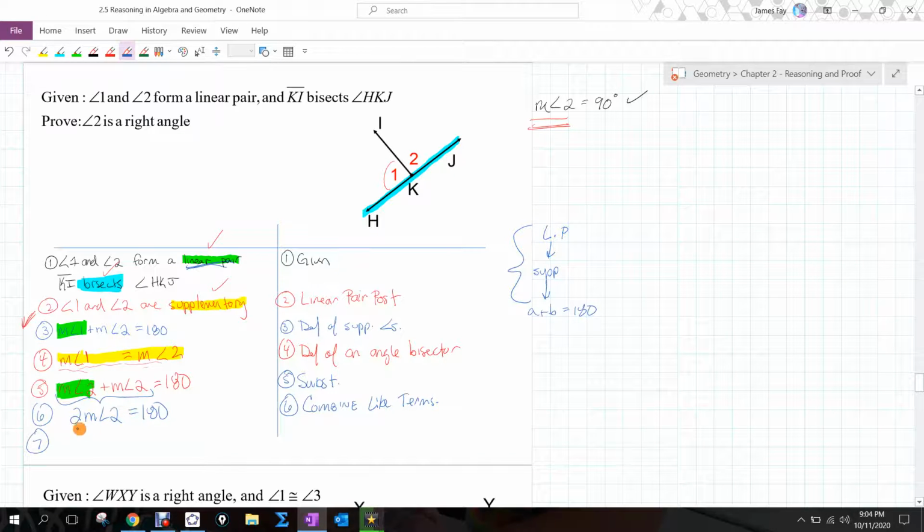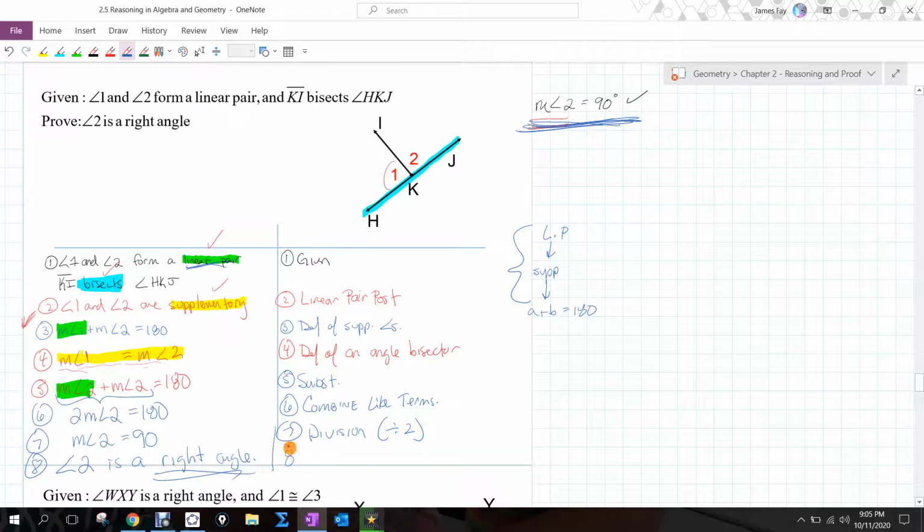Now I can divide both sides by 2. Divide by 2 gives me measure of angle 2. Divide this by 2 gives me 90. Sometimes you like to tell people what you divided by. And now, if I've just shown measure of angle 2 is 90 degrees, that's what we said we had to show. So now I can say angle 2 is a right angle, because I know when I have an angle of 90 degrees, I can classify it as a right angle.